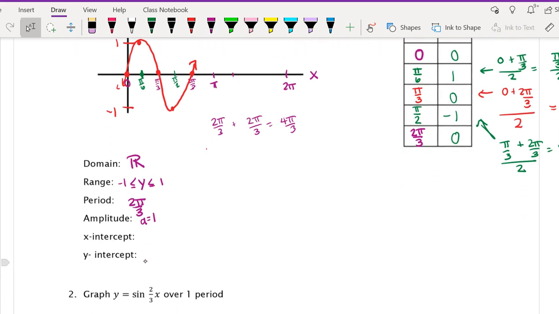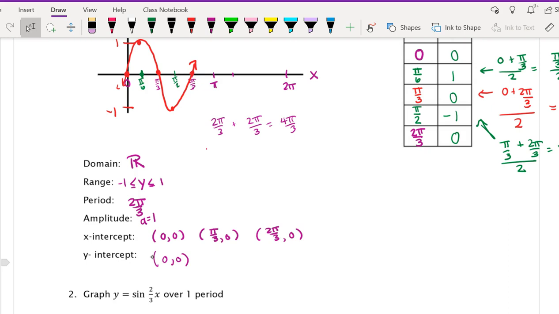My x-intercepts, so I have 3 of them for this sine function. My x-intercepts are 0, 0, pi over 3, 0, and 2 pi over 3, 0. My y-intercepts, there's only one of them. It's intersecting the y-axis at 0, 0.